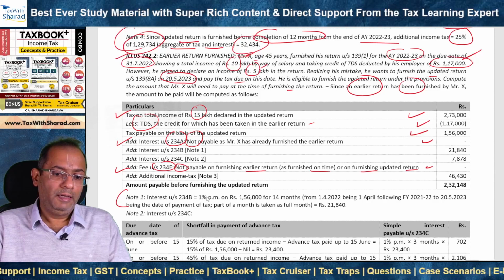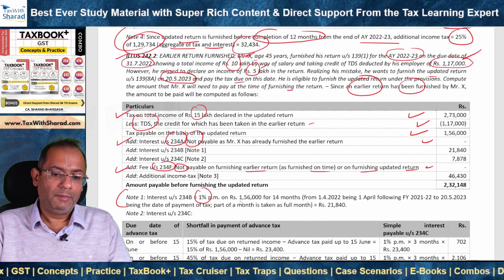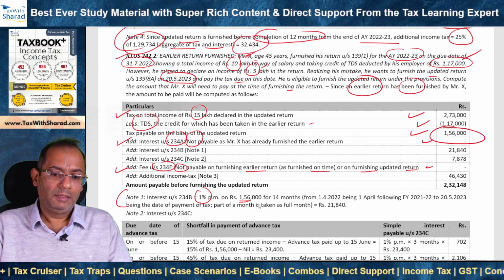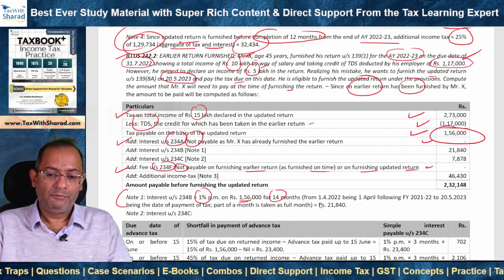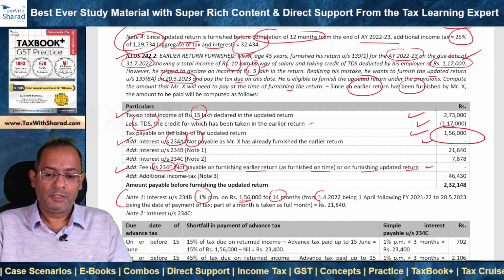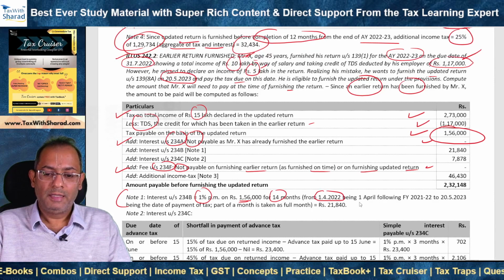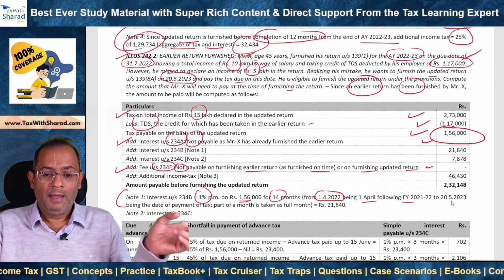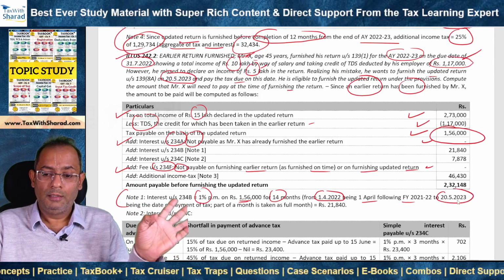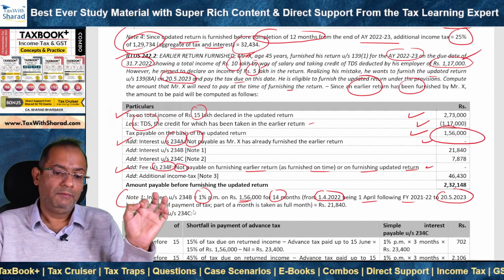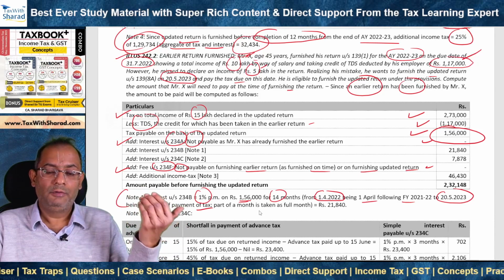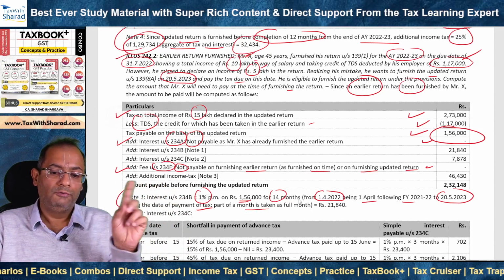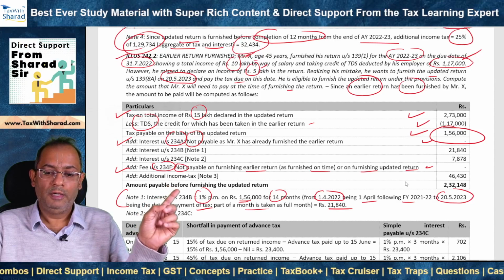And 234B interest will be computed at the rate of 1% per month on rupees 1,56,000 for 14 months. Why 14 months? Because it will start from 1st of April 2022. What is this date? It is 1st April following the relevant financial year 21-22. And the interest will go on till which date? It will go on till the date of 20th May 2023, which is the date of payment of tax at the time of furnishing of updated return. Part of a month is taken as full month, and therefore the duration comes to 14 months, and consequently interest comes to 21,840.